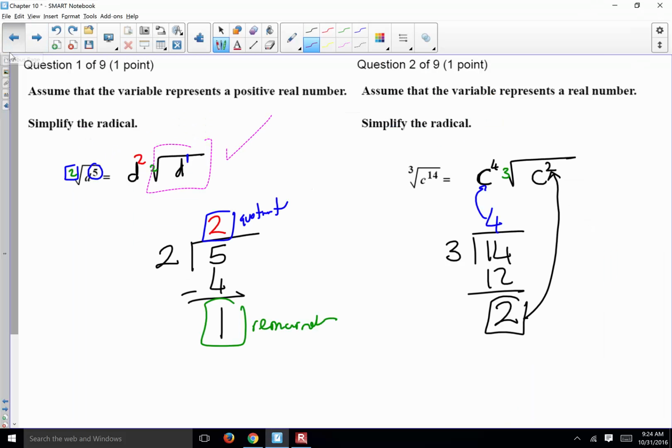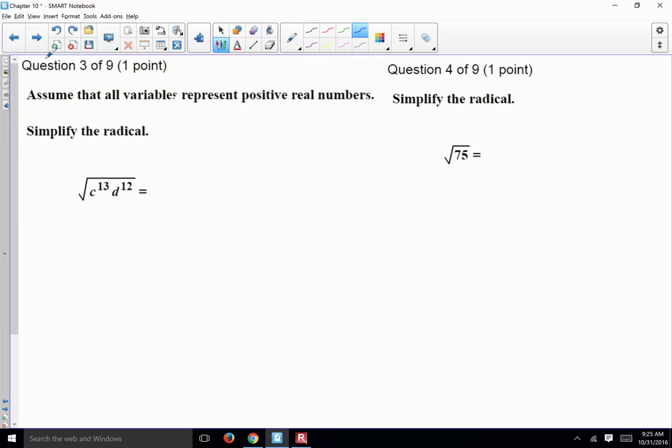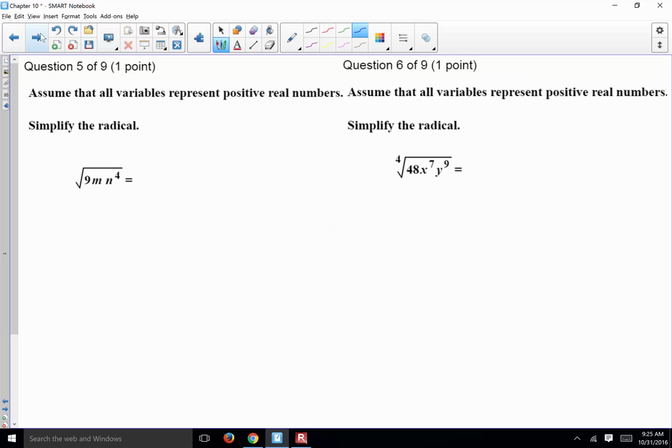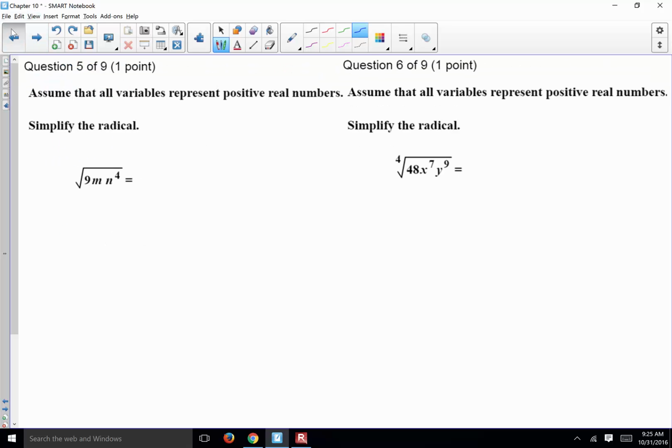Alright, you see question number 1 and 2 only involved requirement 1. You had some powers greater than the index. Now I believe there will be fractions coming up. No, not yet. Still easy questions. Do you see any fractions? No. We're still good. We will start seeing them after 7.